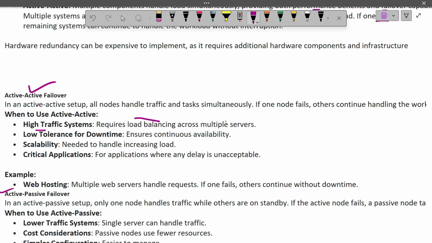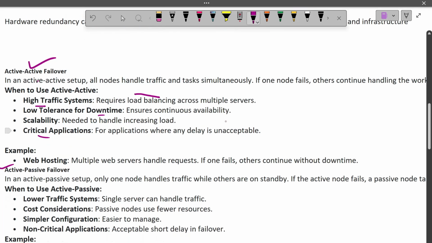When it is a critical application having a lot of traffic, there should be no downtime, like zero tolerance for downtime. Then active failover makes sense. But active passive you can use when you have just the opposite of these. You have lower traffic, you have cost considerations, it is not a critical application. So the example is database servers.